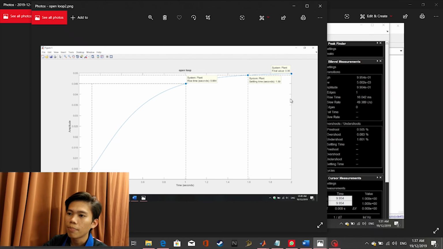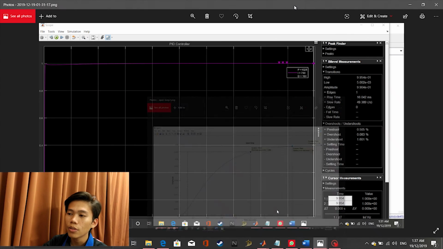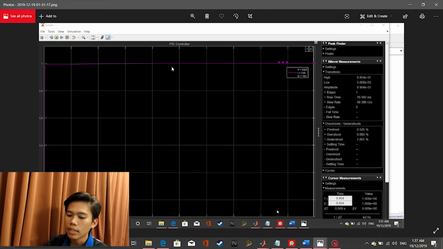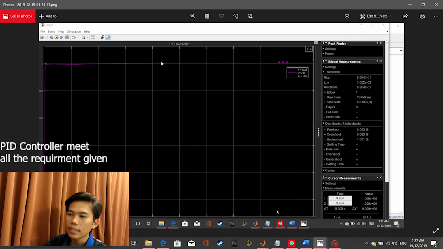So we compare to the PID controller. For the PID controller, its final value is 1. So it has no steady state error. So we can conclude that this PID controller has no steady state error, its rise time is faster, and it has a minimum overshoot.